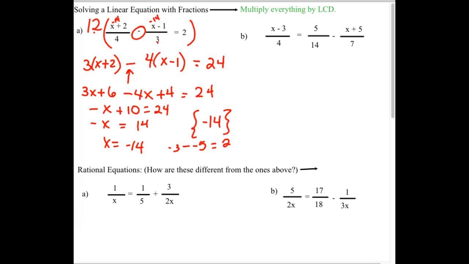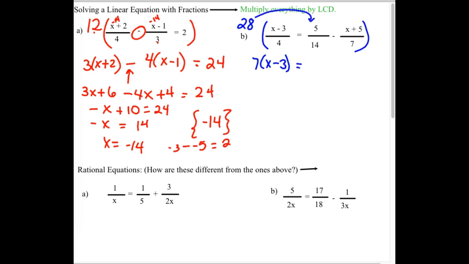All right. What is our common denominator for the next one? We need a number that 4, 14, and 7 all go into. 28? Okay. Let's times everything by 28. So, multiplying 28 to the first fraction. 4 goes into 28 how many times? So we end up with 7 times an x minus 3.